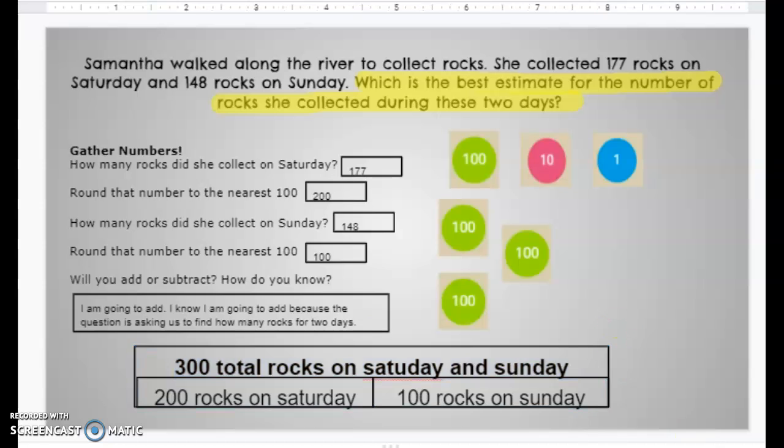This would be your answer. Okay? You're going to practice doing this in the next 2 slides, and I want you to fill out all of the text boxes. I want you to use your place value discs. I want you to tell me, are you adding or subtracting? And I would like you to fill out your strip diagram.